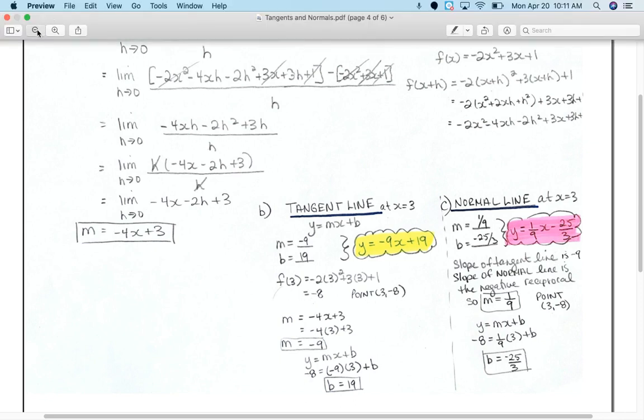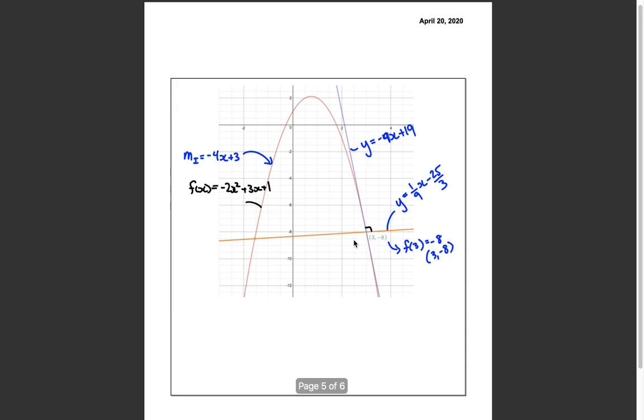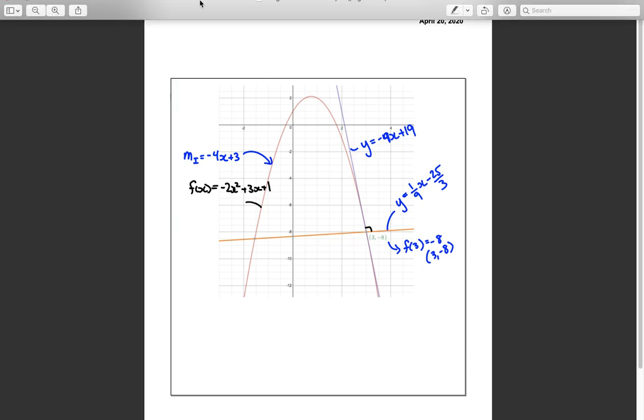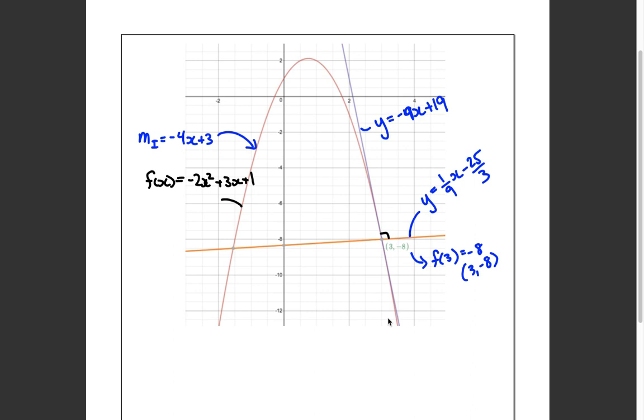And I put this into Desmos just so that you can visualize what we actually found here. So here we have a picture of the function. The red parabola here is our function f of x. And I marked on here the point 3, negative 8. So that's the point that we calculated. And from there, I plotted on, first of all, our tangent line. So y equals negative 9x plus 14. So you can see how that tangent line just skims that point at 3, negative 8, and also has the same slope as the function would if we looked at the slope just at x equals 3.